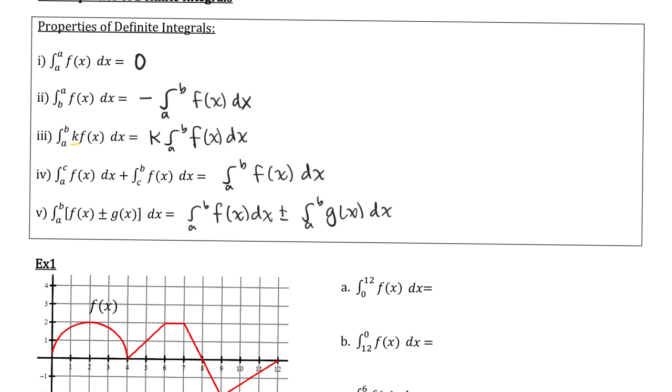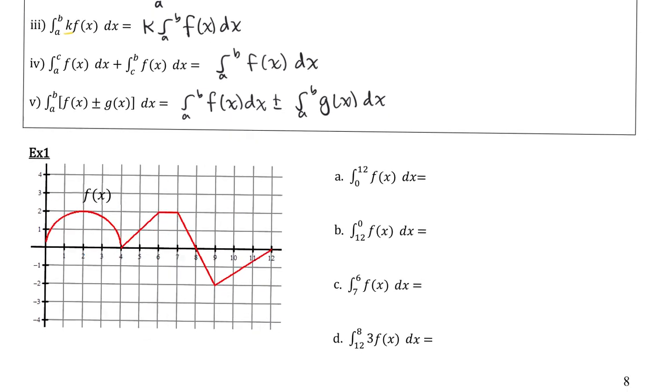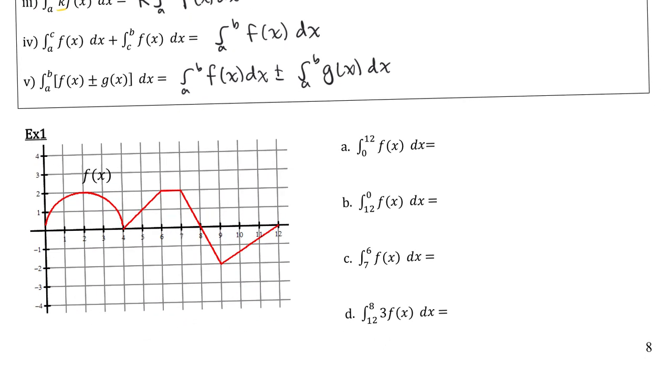Okay, so let's look at when we might use these properties. Example 1 is going to be a graphical example. For part A, let's take the integral from 0 to 12 of f of x dx. So 0 to 12 is just the area under the curve from 0 all the way until 12, so pretty much the whole thing. What is this? This is a semicircle. The center is 2, so the radius is 2, so this is pi times 2 squared, 4 pi, but it's half the circle, so it's divided by 2, so it's going to be 2 pi.